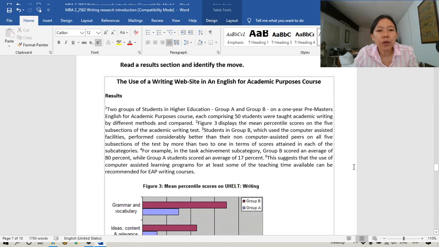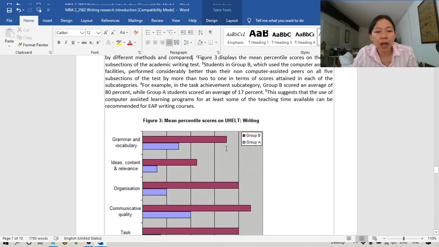Two groups of students in higher education, Group A and Group B, on a 1-year pre-master English for academic purposes course, each comprising 50 students, were taught academic writing by different methods and compared. So here we're talking about the overview of the study. And next, Figure 3 displays the mean percentile scores on the 5 subsections of the academic writing test. So Figure 3 talks about where you can find the result.